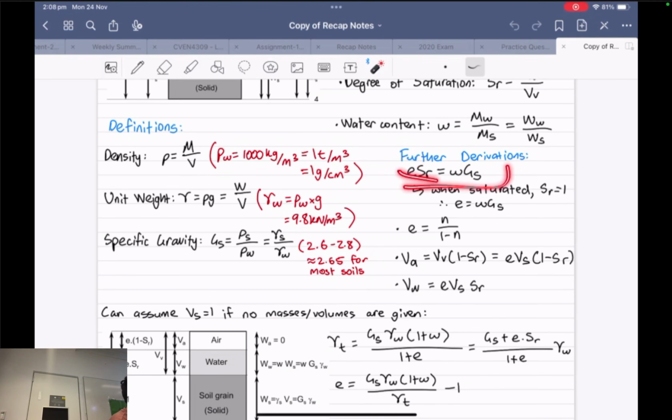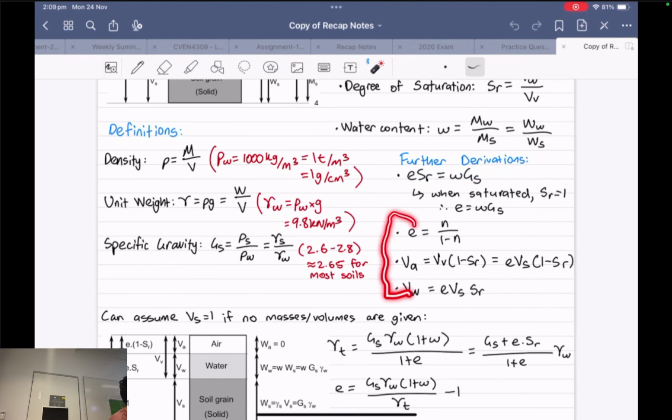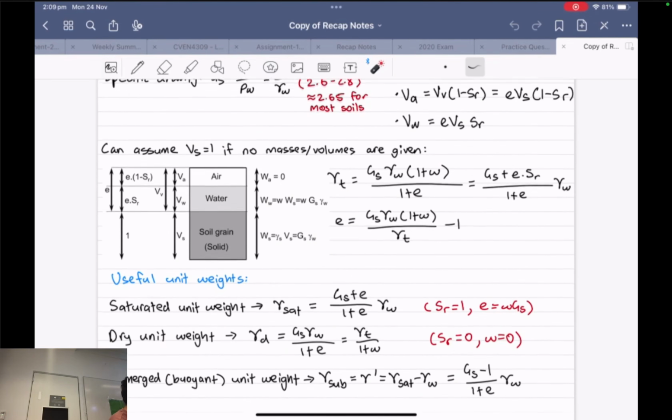I'd say the most common one is this one here, eS_r equals wG_s. What that means is the void ratio times the degree of saturation is equal to the water content times the specific gravity. Something you use quite often is when you're dealing with saturated soil, you let S_r equal 1. When it's unsaturated or dry, S_r equals 0. So when it's saturated, you can use the relationship e equals wG_s. And you've got some other relationships here, but they're not as commonly used.